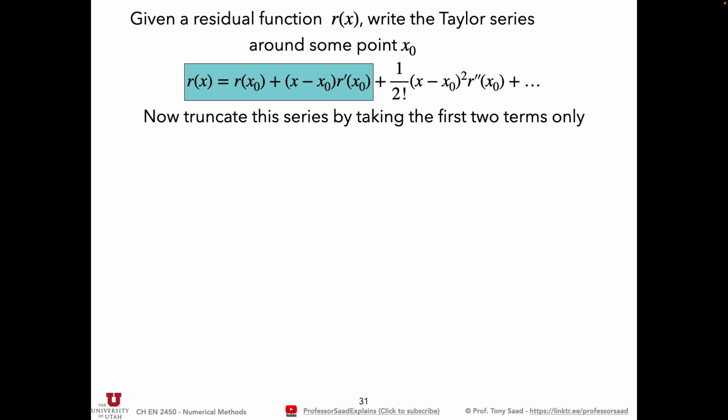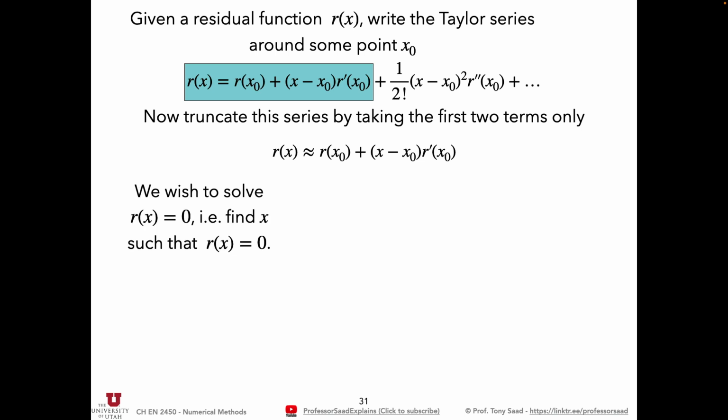Okay? So see what happens here. If we truncate and take only the first two terms, then we can approximate R of x around x0 as, it's an approximation now, R of x0 plus x minus x0 times R prime of x0. Now know that R is actually given to you, and so you also know R prime. So R prime could be a formula, a value that you can plug in here. Again, remember, we wish to solve R of x equals 0. That is, find x such that R of x equals 0.